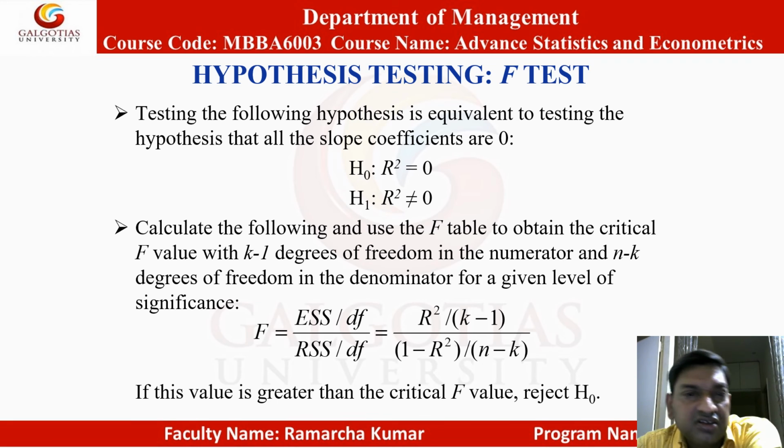Hypothesis testing, F test. Testing the following hypothesis is equivalent to testing the hypothesis that all the slope coefficients are 0. Null hypothesis is R square is equal to 0. Alternate is R square is not equal to 0. Calculate the following and use the F table to obtain the critical F value with k minus 1 degrees of freedom in the numerator and n minus k degrees of freedom in the denominator for a given level of significance. F is ESS over its degrees of freedom upon RSS divided by its degrees of freedom. So F value is R square over k minus 1 upon 1 minus R square divided by n minus k. If this value is greater than the critical F value, then you can reject the null hypothesis that R square is equal to 0.